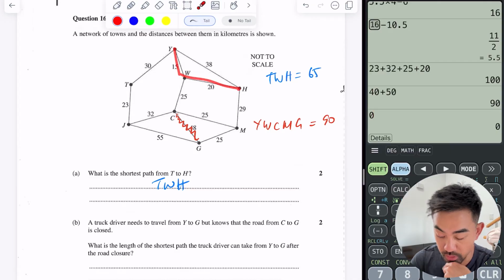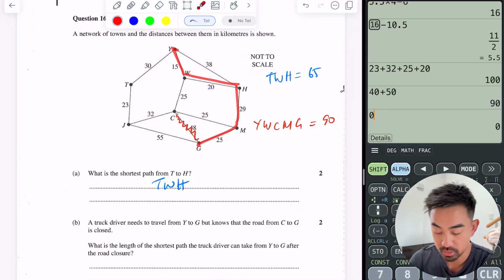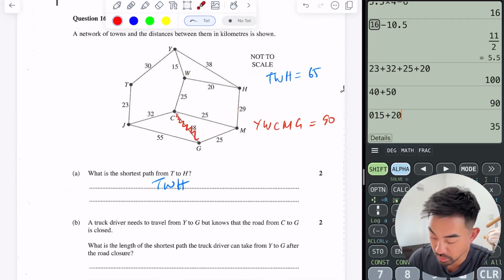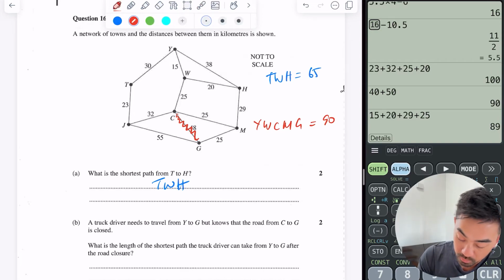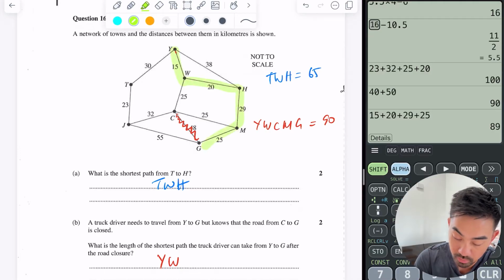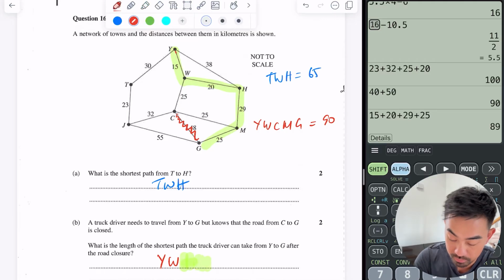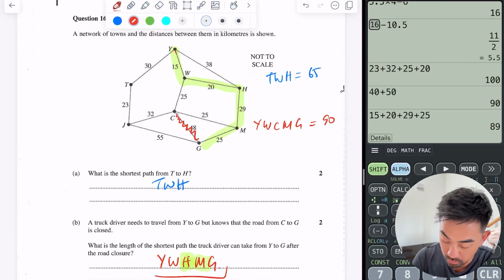Or I've got this one, I suppose. So Y, W, and then down here. Or, you know, like this. So what's that? 15 plus 20. 15 plus 20. Plus 29 plus 25. That's 89. I think that's it. So what did I say? Y, W. Here, here, here, here. 89. So Y, W, H, M, G.